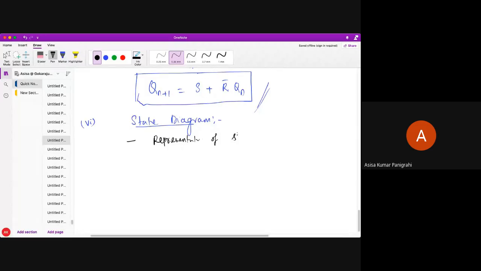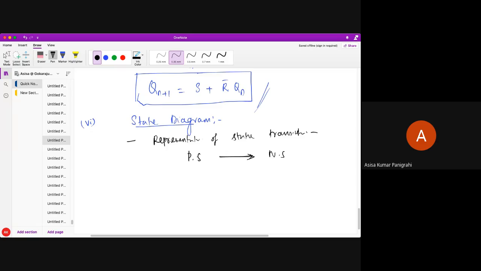Representation of state transition. What is state transition mainly? State transition is nothing else but how a flip-flop is changing from the present state to the next state. How a flip-flop is changing its state from present state to next state is derived from this state diagram.